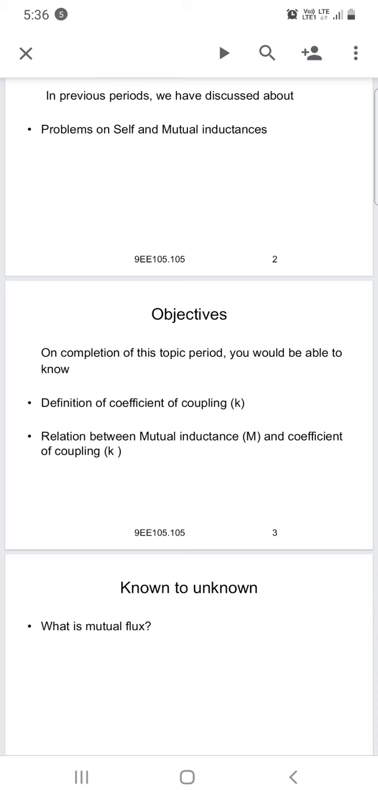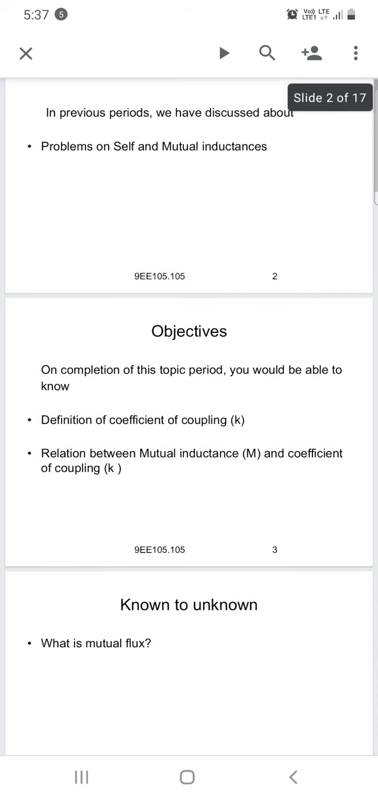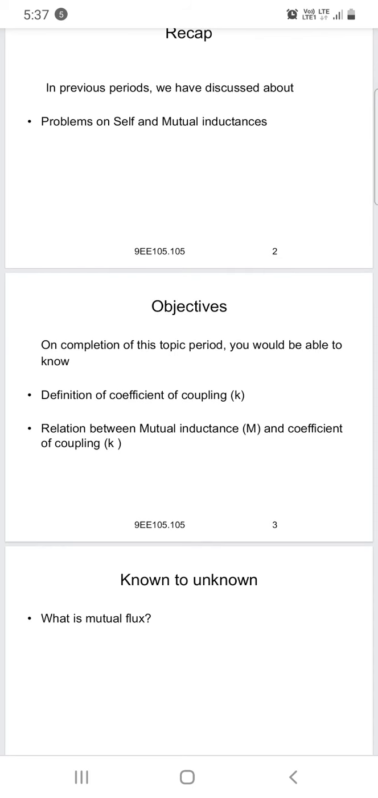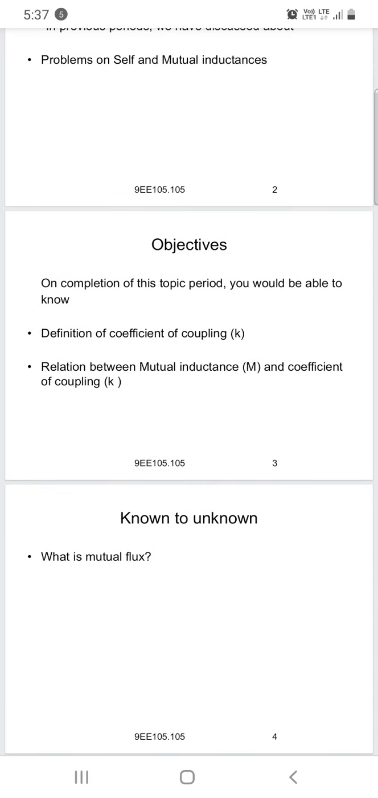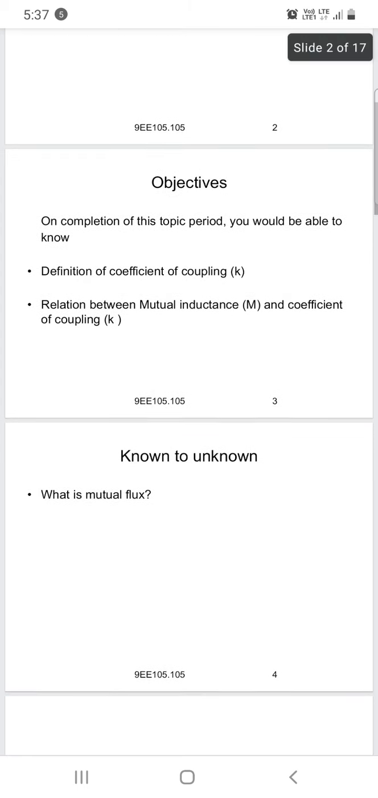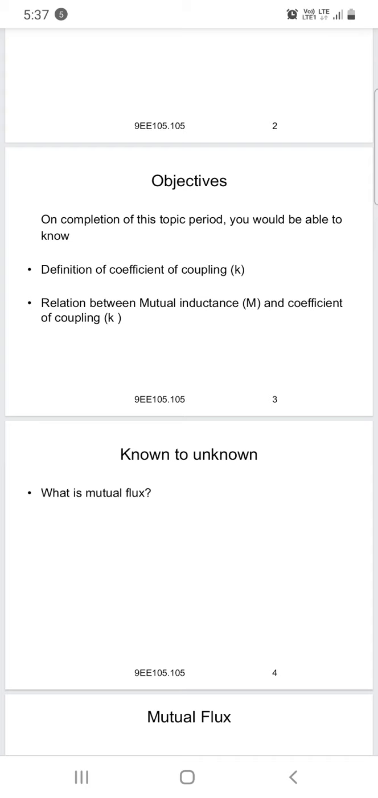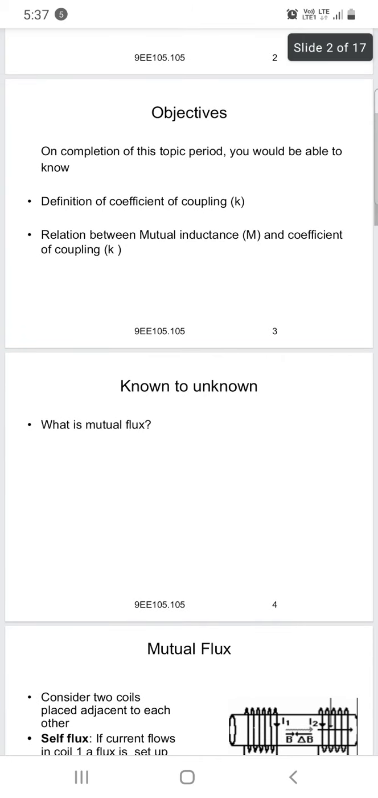you would be able to know the definition of coefficient of coupling. The coefficient of coupling is denoted with K. And the relation between the mutual inductance and the coefficient of coupling, the M and the K.